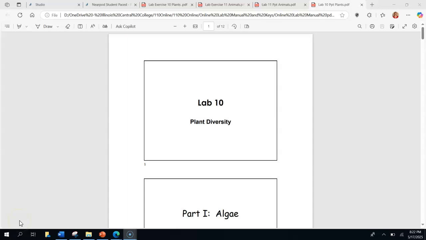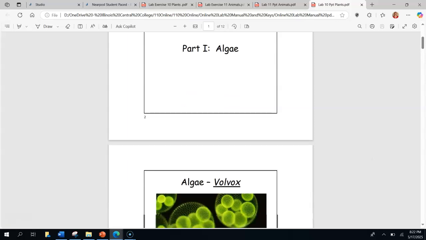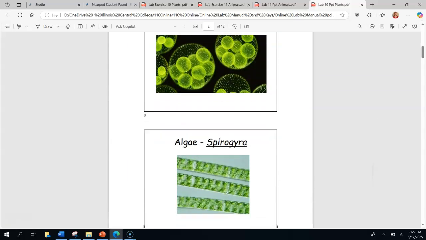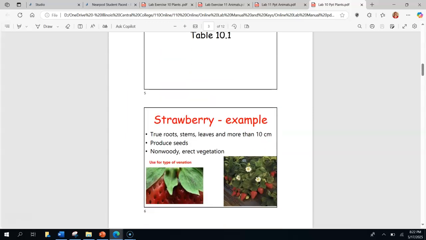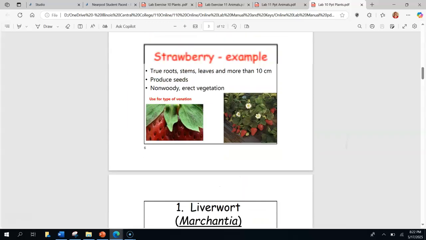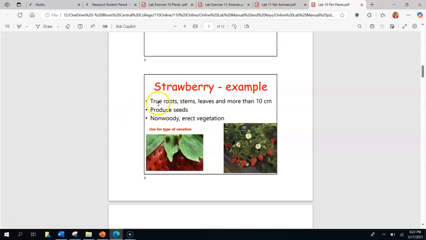So these slides are located within Canvas and in your lab manual. So again, there's some information about algae. Volvox, Spirogyra are both examples of algae. Then we get to our example, which is going to be our strawberry. So it says strawberries have true roots, stems, leaves, and are more than 10 centimeters tall. They produce seeds, and they're non-woody erect vegetation. So, using the information about strawberries, let's go back to the actual lab.